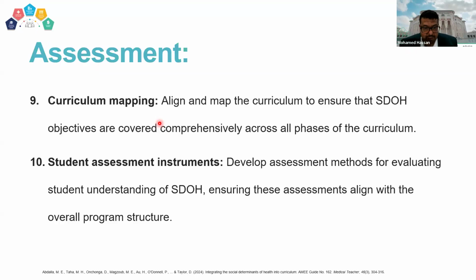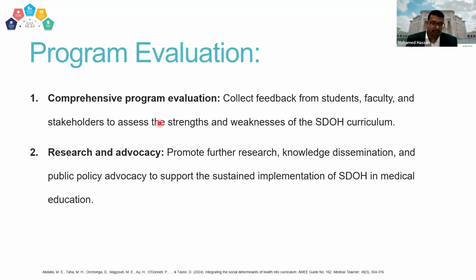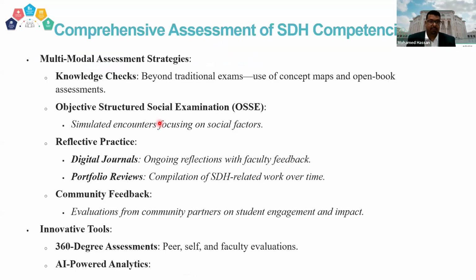When it comes to the assessment, curriculum mapping is very important, and we need to align and map the curriculum to ensure that social determinant of health objectives are covered comprehensively across all phases of the curriculum. And we need to think about which assessment instrument we can use to effectively measure this. And finally, for the program evaluation, we need to adopt a framework for comprehensive program evaluation, and we need to promote further research and to advocate the integration of the social determinant of health.